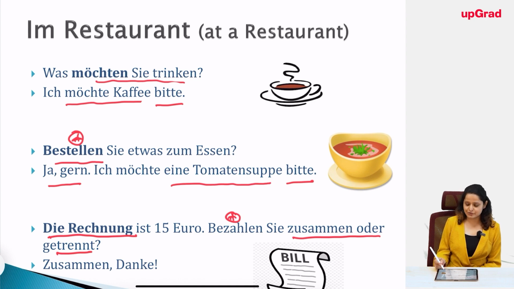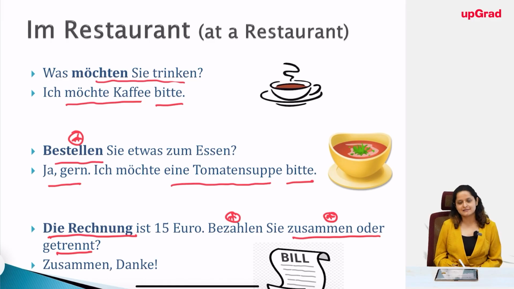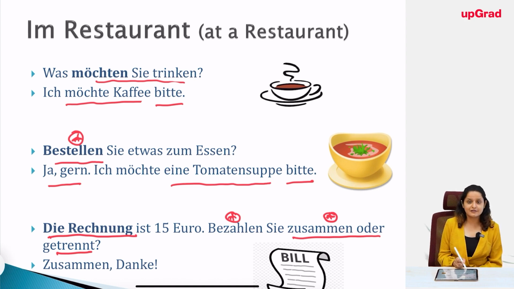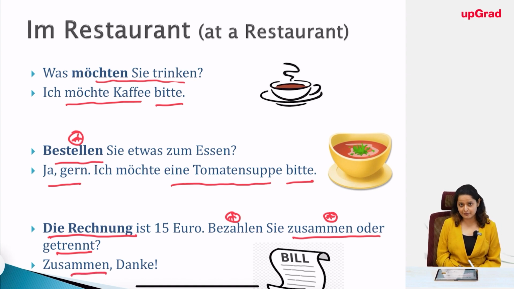And it's a very common question, zusammen oder getrennt? So when you go out with a group of people, you always have the option to split your bill. The word zusammen means together. That is, they will just give you one bill and you pay the whole amount together. Getrennt is when everybody pays for themselves separately. So you can answer whatever is convenient to you. Here in the example, we have said zusammen, that is, we will pay the bill together, and you can finally end this conversation with a danke, that is a thank you.